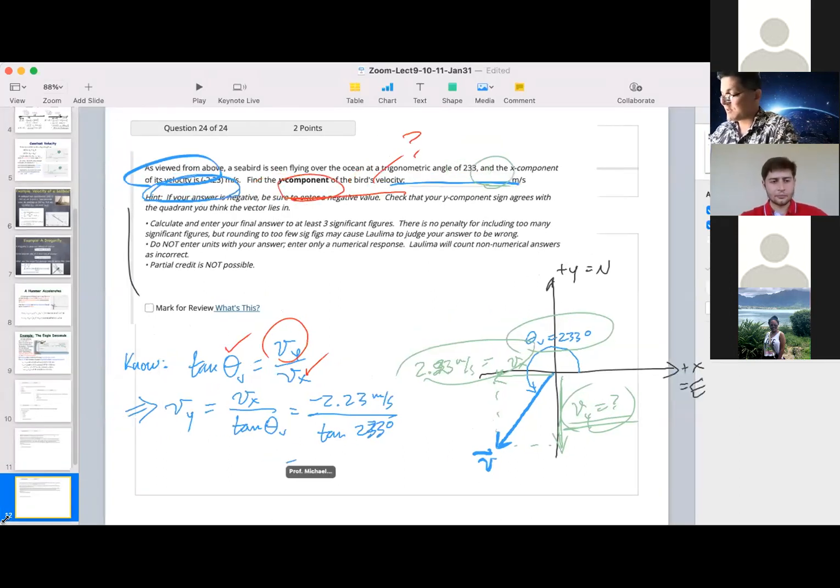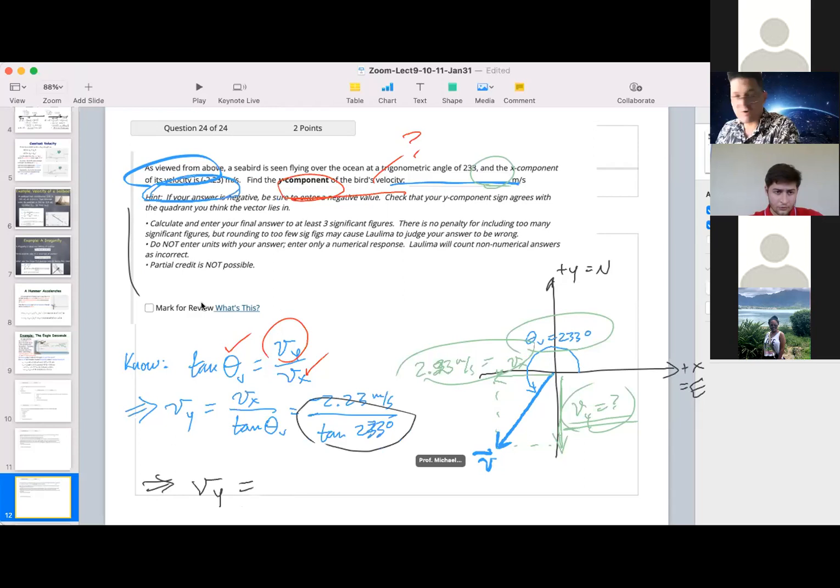And I asked my calculator what that is. Oops, I don't know what just happened there. Sorry, I had some sort of a screen glitch. Okay, let me just try and finish this here.